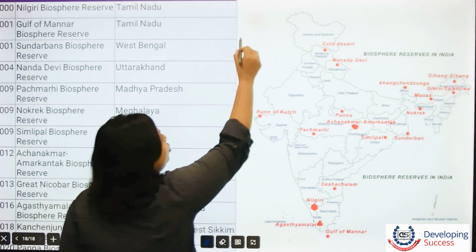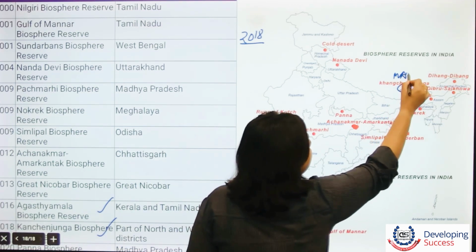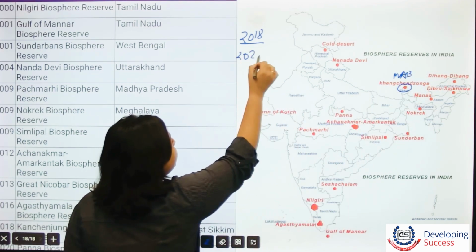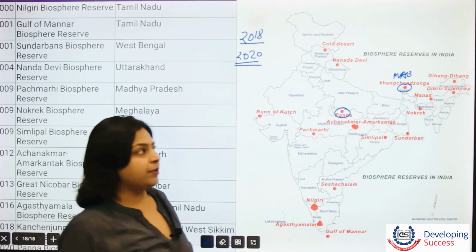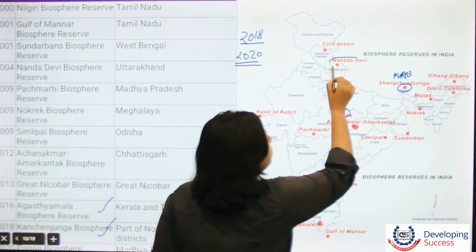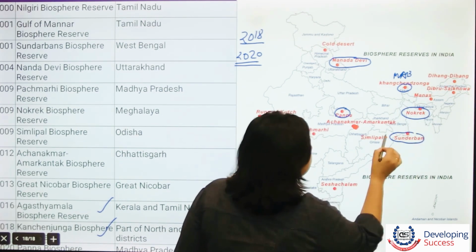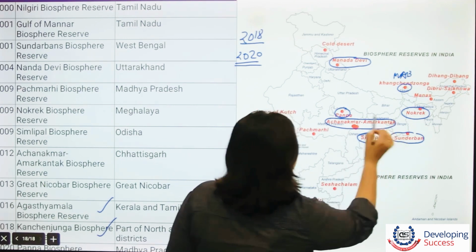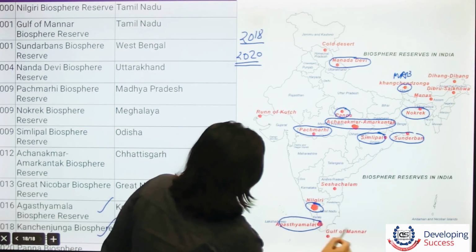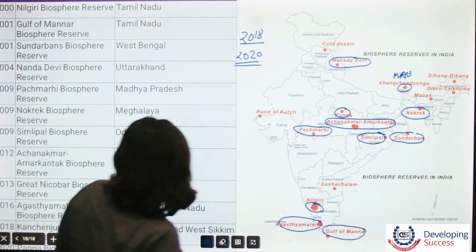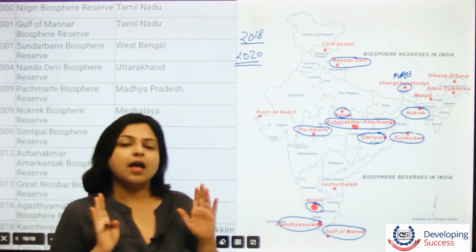So let me tell you, in 2018, Sikkim's Khangchendzonga was given the MAB status. And in 2020, the latest one which has been given the MAB status is the Panna Tiger Reserve in Madhya Pradesh. Apart from that, Nanda Devi, Nokrek, Sundarbans, Simlipal, Achanakmar Amarkantak, Pachmarhi, obviously Nilgiri, Agasthyamalai, Gulf of Mannar, and obviously Great Nicobar also have the MAB status. So these are the biosphere reserves which have got the MAB status.